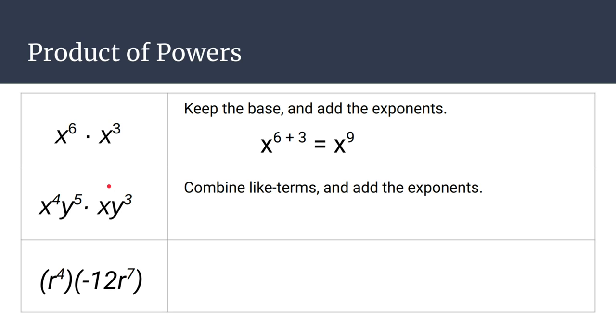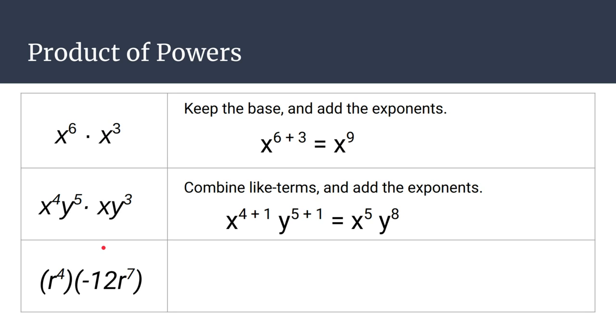So for this example, you're going to combine your like terms and you're going to add your exponents. So for my x, I'm going to add 4 plus 1, and I'm going to get x to the 5th. And then for my y's, I'm going to add, this is a typo, this should be 5 plus 3. So I'm going to add 5 plus 3, and I'll get y to the 8th. Sorry about that, guys. So make sure when you're writing this in your notes, this is y to the 5 plus 3, not 5 plus 1.